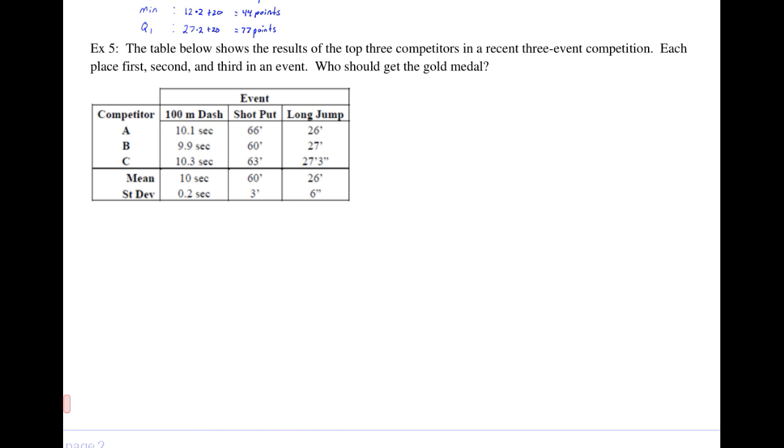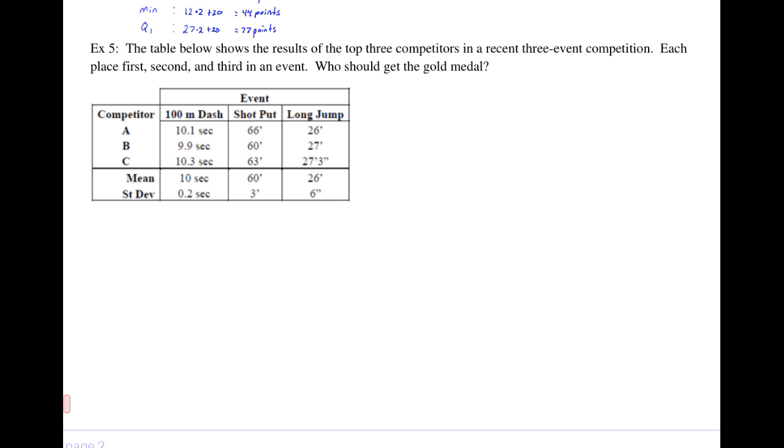Okay, so each person had a first, second, and a third place finish. So you might naturally think that they're all even. There's a tie. 3 gold medals. But we know we don't really award those in the Olympics. There's always a winner in the individual events. So we've got to have a way to account for this.